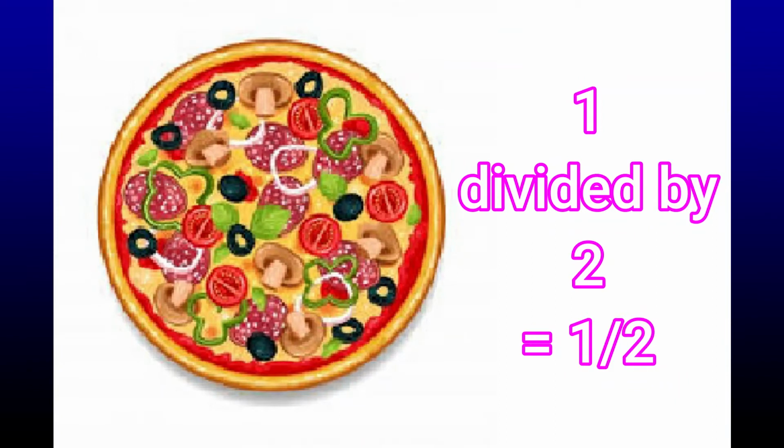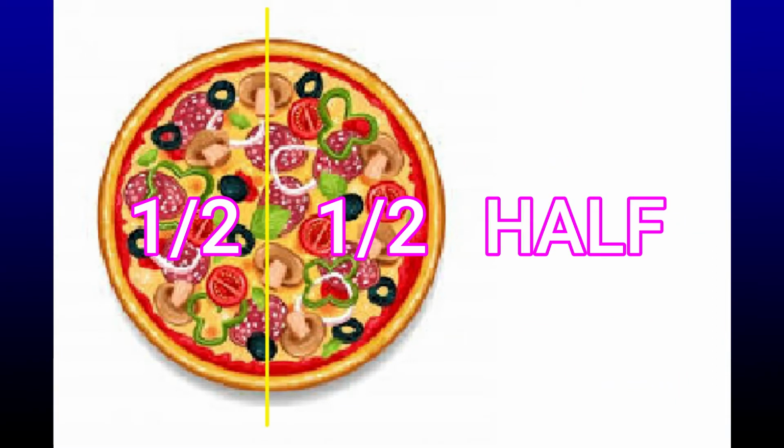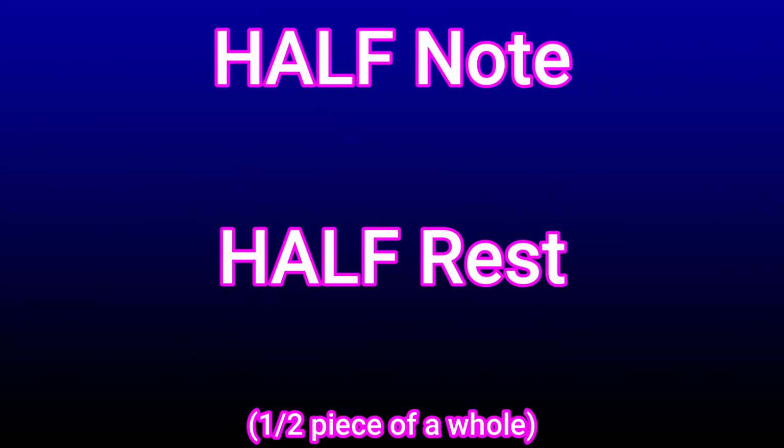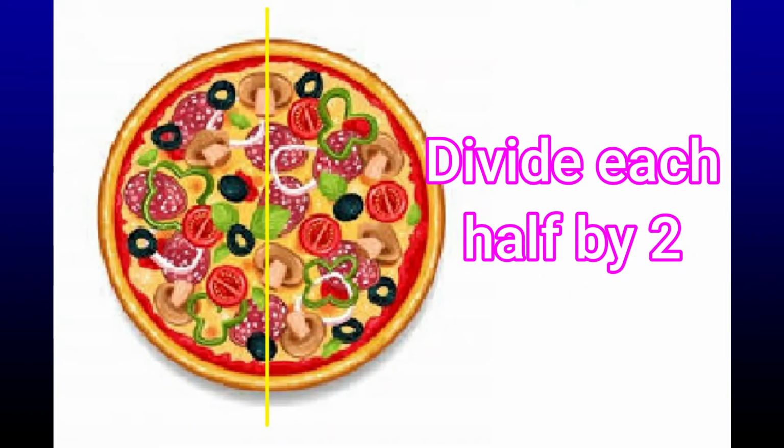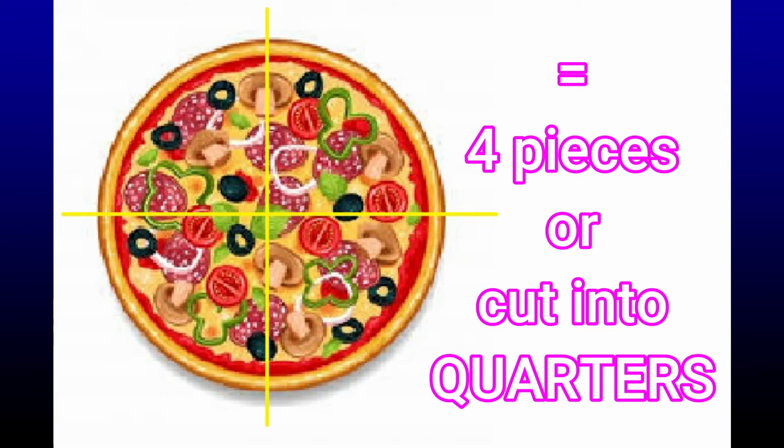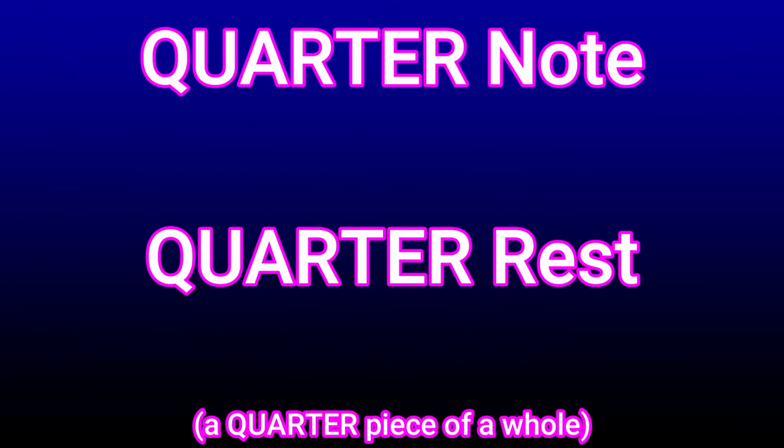Using math, divide whole into 2. We will get 2 halves, so our next word is half. Add this word to note and rest and we will have half note and half rest. Dividing the halves into 2 more will give us 4 or quarters. That makes a quarter note and a quarter rest.